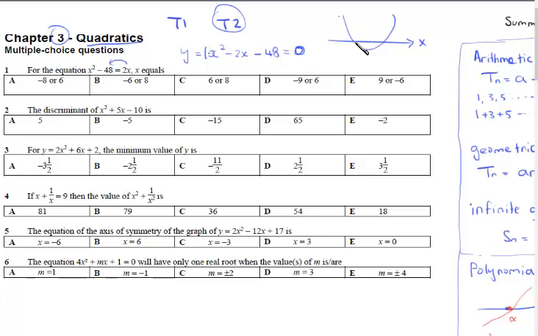You see on this point, the y value is 0. So we need to find the x value so that the y value is 0. We can factorize this into this. I'll give you maybe 30 seconds to try this. You have to find 2 numbers that multiply to give negative 48 and add to give negative 2.